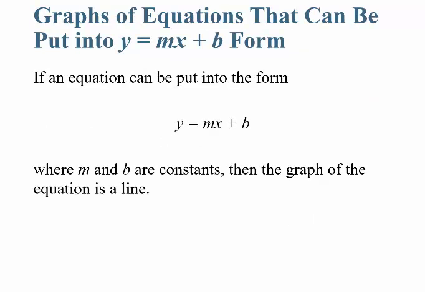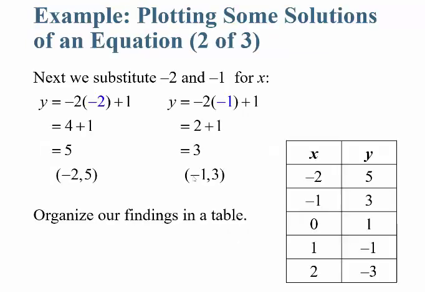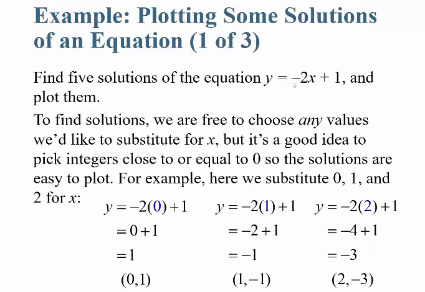So what do I mean by these graphs? If an equation can be put into the form y is equal to mx plus b, this is called the slope-intercept form of an equation. So if you want to write that down or note that, slope-intercept, we'll come back to it in later sections. But for now, all we're saying here is that m and b are constants. They're just numbers. Let me go back here. This is actually in the form y is equal to mx plus b. Here m is just -2, and b is just 1. So the m and the b are just constants. They're just numbers.